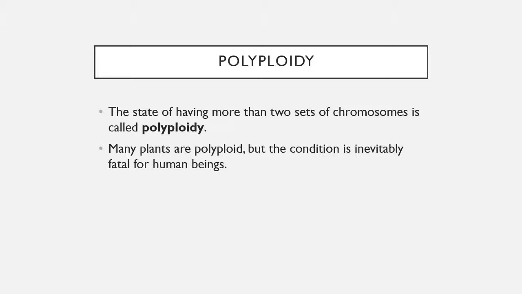So normally you have one set of all your chromosomes from mom and one set of all your chromosomes from dad. But if you were to get two sets of all your chromosomes from mom for every single chromosome, or two sets of all your chromosomes from dad, that would be considered polyploidy. Many plants are polyploid, but the condition is inevitably fatal for humans. So if egg cells or sperm cells were to undergo meiosis and the sperm were to fertilize the egg, and either the sperm or the egg were polyploid, then that egg would not develop any further. So it would not develop into a baby.